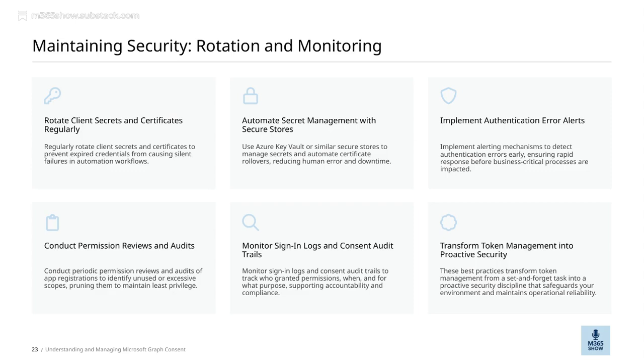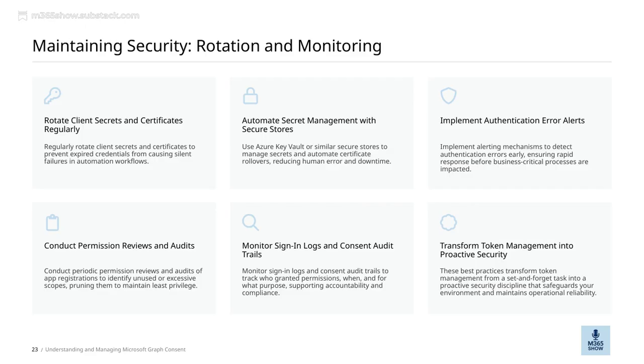Implementing alerting mechanisms is another key step. By setting up alerts for authentication errors, we can detect issues early and respond quickly, preventing disruptions to critical business processes. Fast response times are vital in maintaining operational reliability.